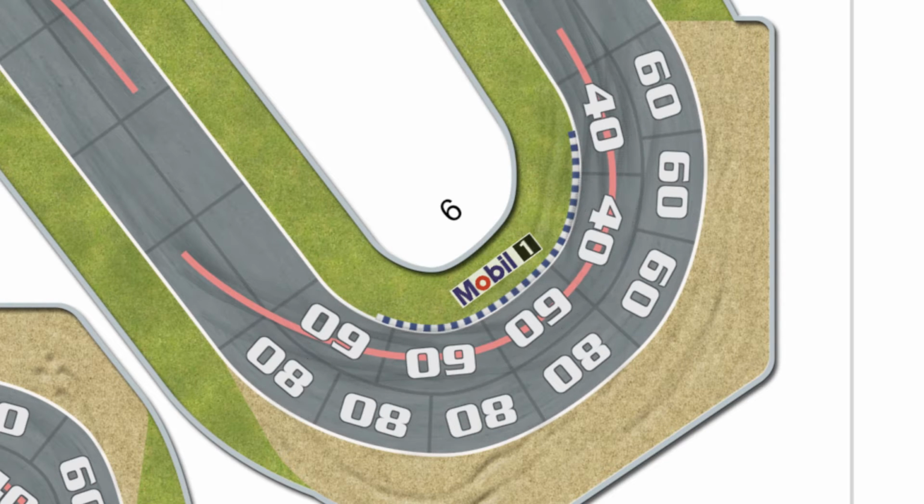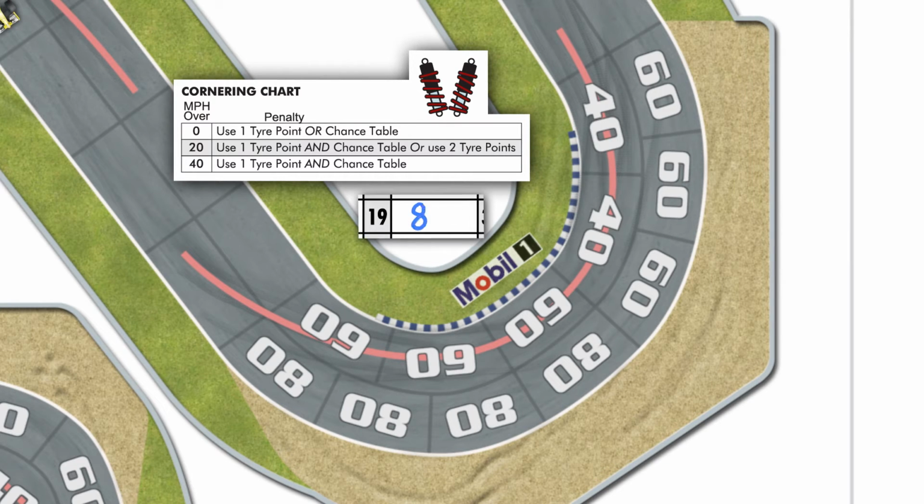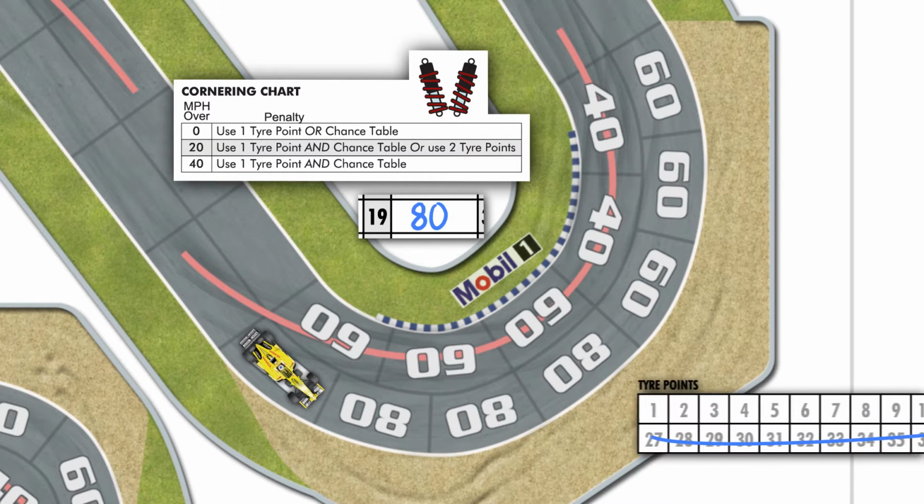If a driver enters the space at or above the posted speed limit, he must consult the cornering chart. This is done once per corner or until the car enters a space with a lower speed limit. This car logged a speed of 80 miles per hour and enters the corner on its last move. The posted limit for that space is also 80, so the car is 0 miles per hour over the limit. The 0 row of the cornering chart gives the option to spend a tire point or roll on the chance table, so the driver chooses to scrub off one tire point.